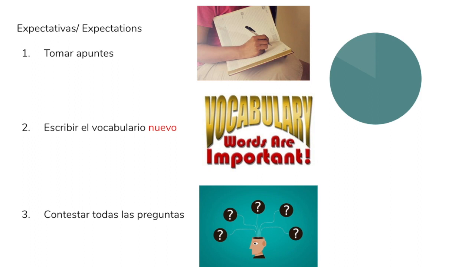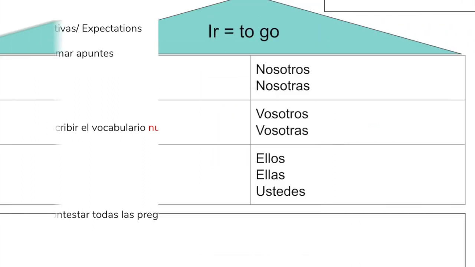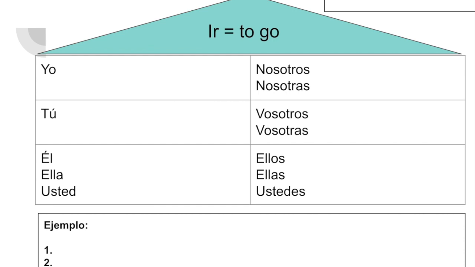So we have some expectations. You have to tomar apuntes. Tienen que tomar apuntes. Take notes. Tienen que, you have to, escribir el vocabulario nuevo. Writing new, nuevo means new vocabulary. Y contestar todas las preguntas. Answer all the questions if possible. ¿Ok? Muy bien. Entonces, vamos a empezar. Ok, vamos a empezar con review.